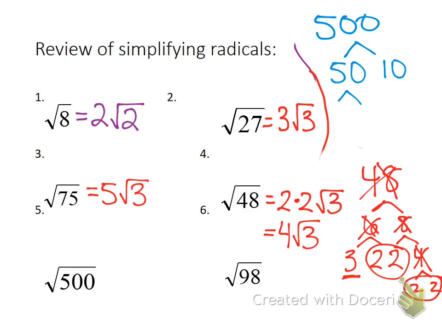What will 50 break into? Okay, we've got options, but 2 and 25 is a good option. What about the 25? 5 times 5. And then we're done with the 50 branch. We did that as much as we could. What about the 10?